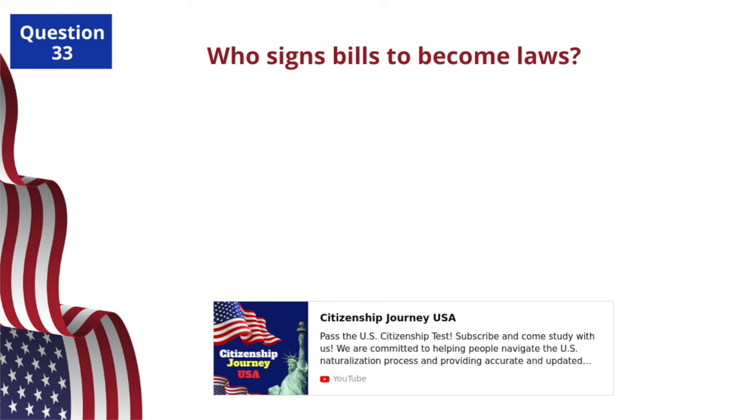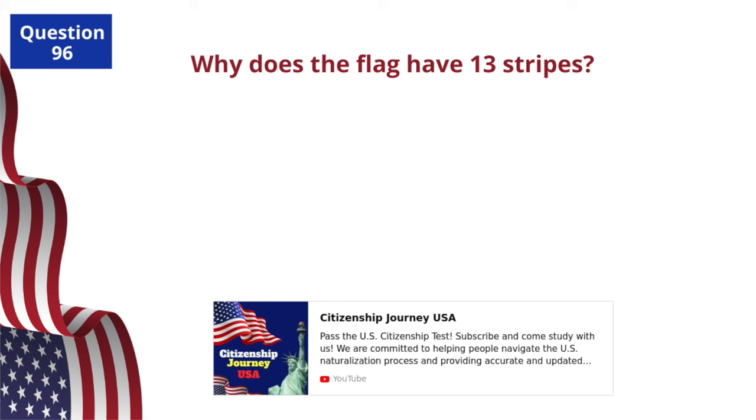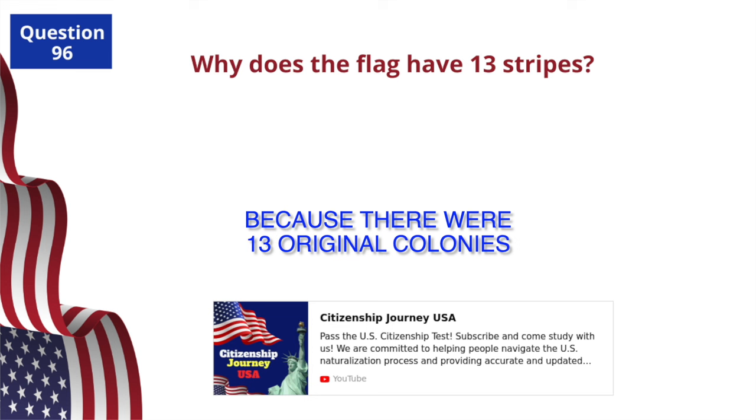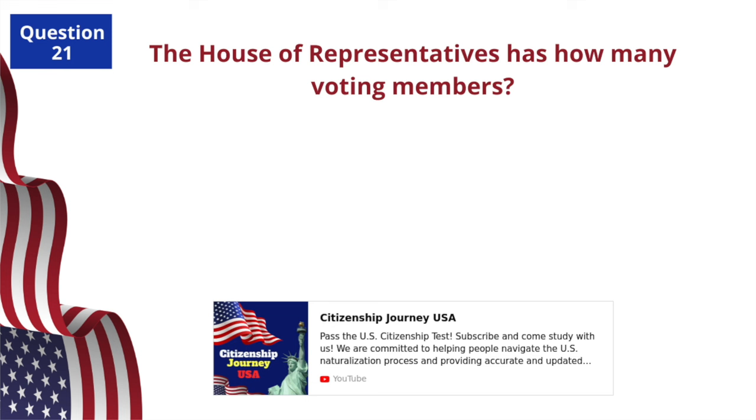Who signs bills to become laws? The president. Why does the flag have 13 stripes? Because there were 13 original colonies. The House of Representatives has how many voting members? 435.